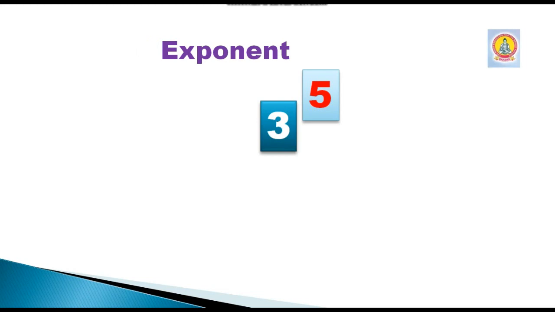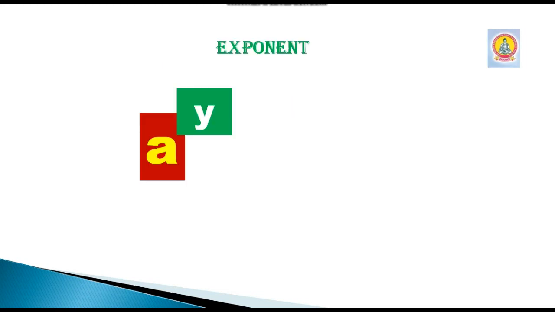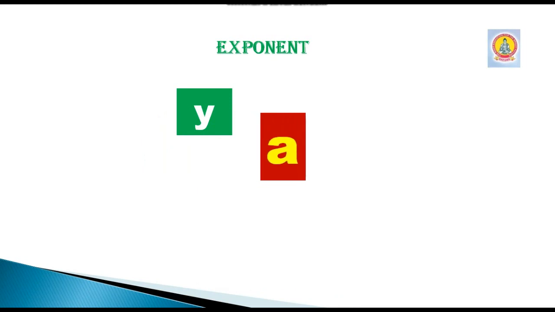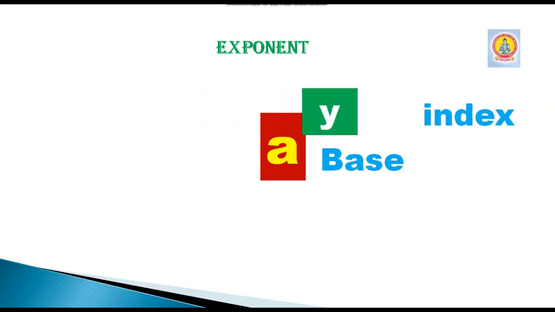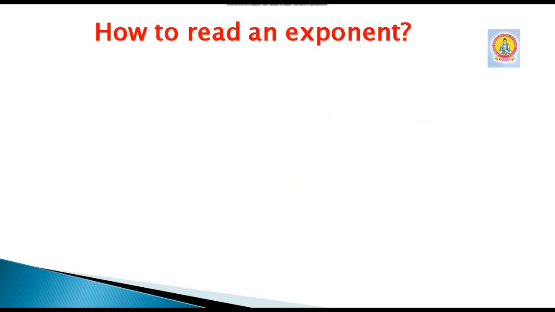In this way, if we express two numbers, we can call it an exponent. Here an exponent is seen on the screen with a and y. Here a, the below number, is called the base, and the above number is called index or power or degree. How to read an exponent?